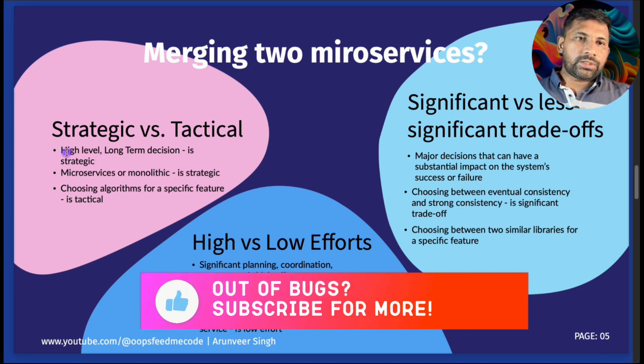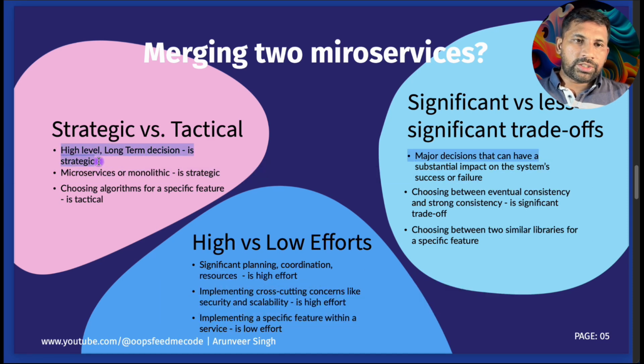What are strategic decisions? High level, long term decisions. For example, you took a decision at a very high level and this is going to impact the system for a long time, right? Then it generally comes in the strategic direction. For example, microservice or monolithic. This is high level, you are not going inside the system right now, and this is going to impact your system for the long term. So this is a strategic decision.